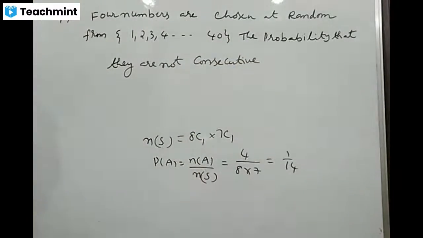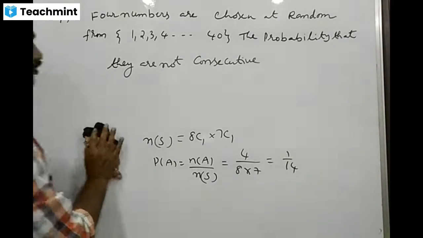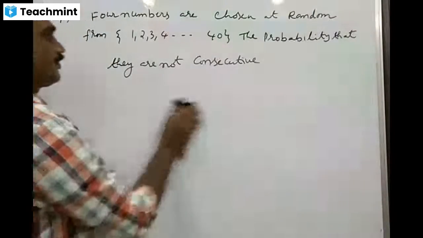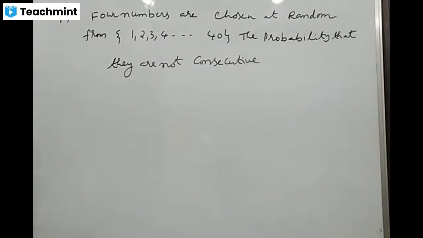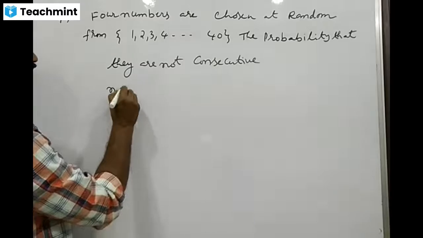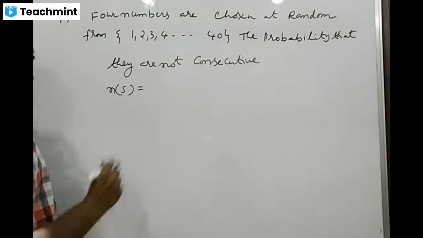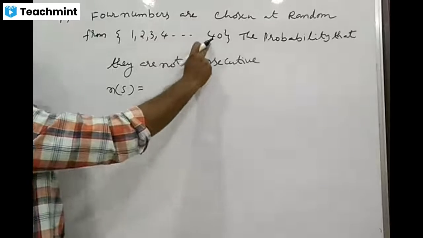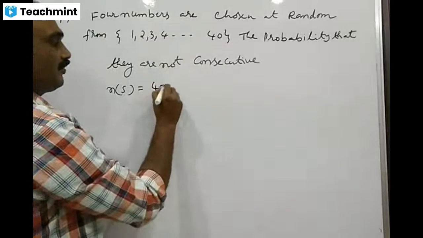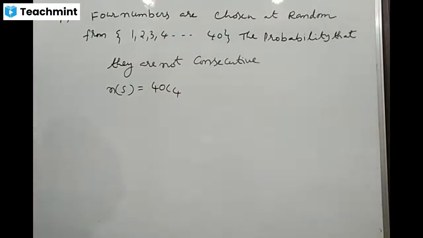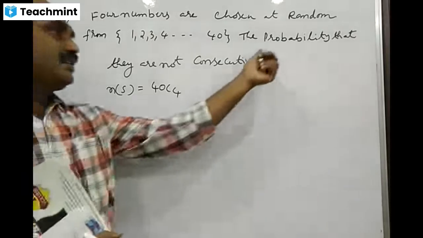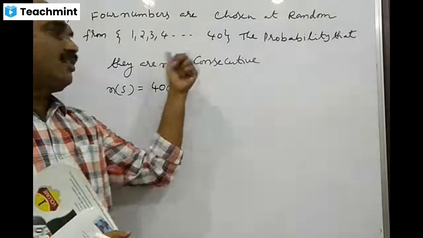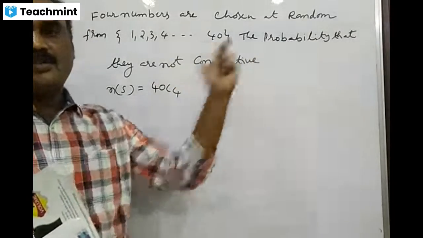So try this problem. Four numbers are chosen at random from 40 numbers. So here we select four numbers. For total possible outcomes, n of S is equal to 40 C4. But here we calculate the probability that the four numbers are not consecutive.